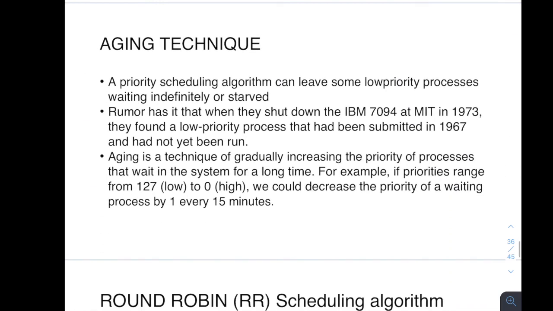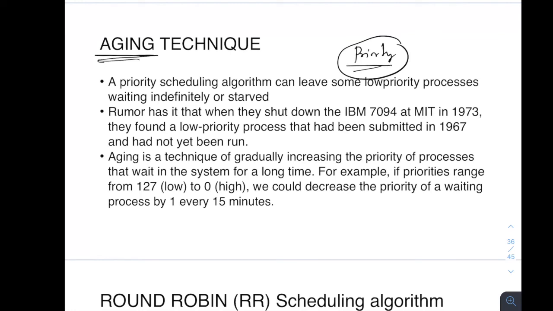Now, what is the aging technique? If you have low priority processes in your ready queue, they may be starved of the CPU, as I told you before. Solving this is only for priority scheduling algorithms, not for SJF or SRTF. You cannot use the aging technique on those, because they are based on the burst time. You cannot keep on increasing the burst time. Here, it's based on the priority.